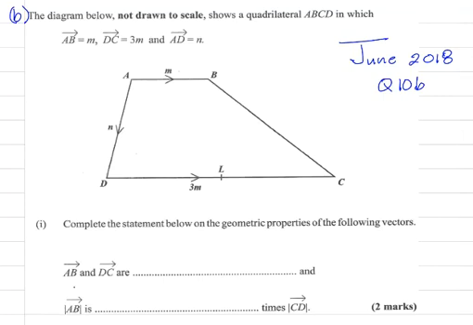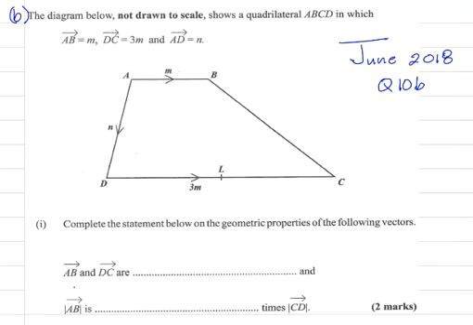June 2018, question number 10b. The diagram below, not drawn to scale, shows a quadrilateral ABCD in which the vector AB is M, the vector DC is 3M, and the vector AD is N. We must complete the statement below on the geometric property of the vectors AB and DC.